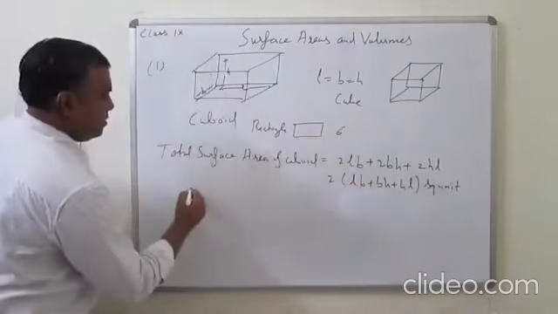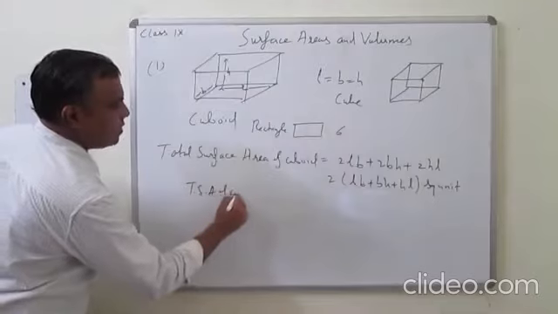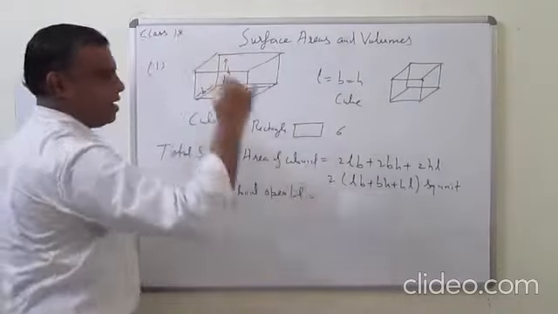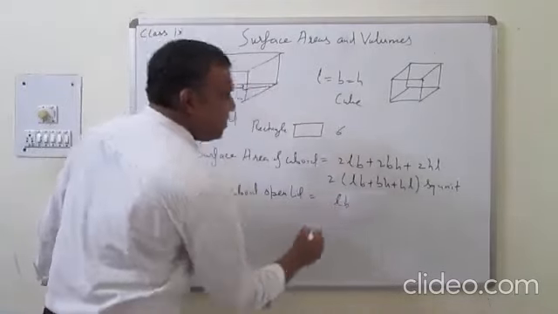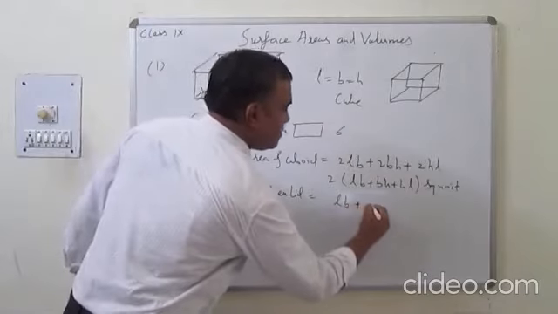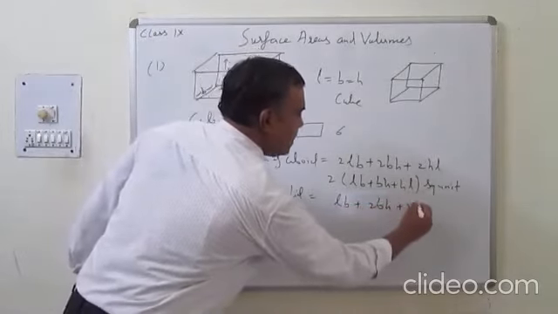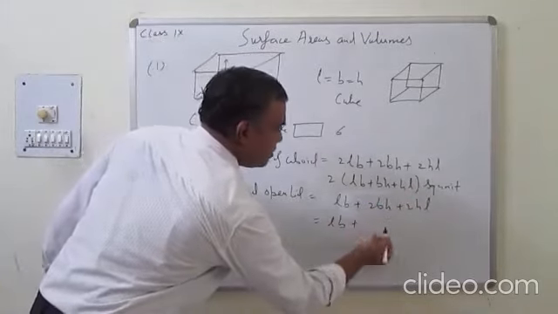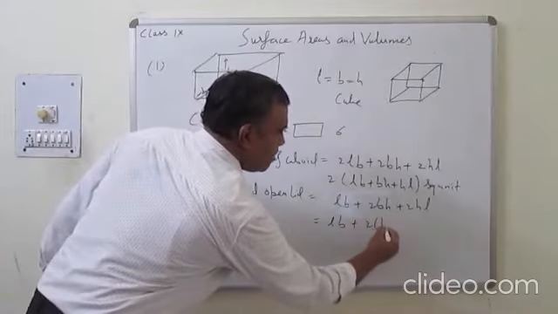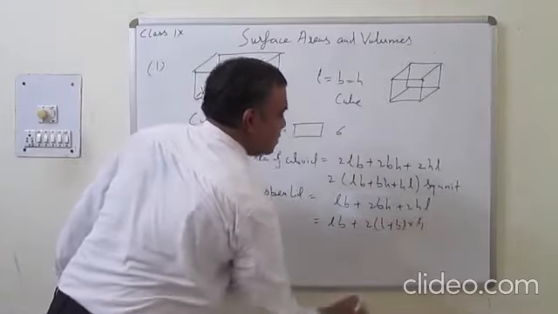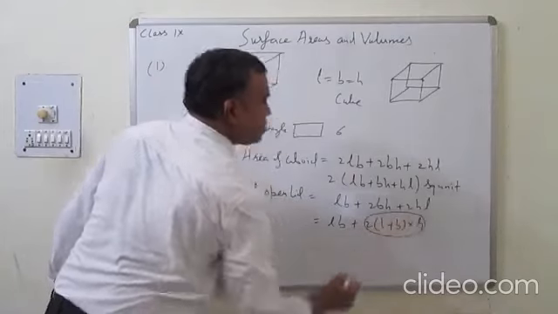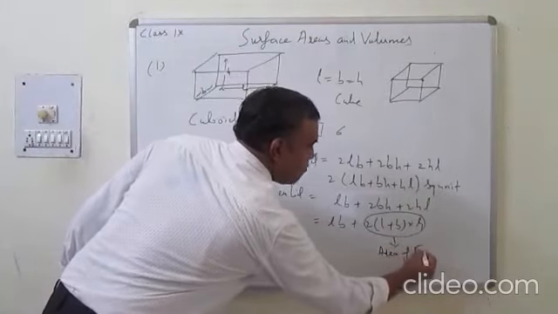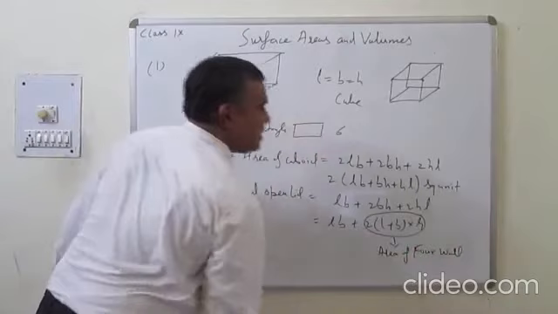If the top is open, TSA of cuboid with open lid: one length-breadth face will be reduced, so it becomes length into breadth plus 2BH, and the side walls remain. So you take H common and 2 common, so 2 into L plus B into H. Then what is this? This is called area of 4 walls.